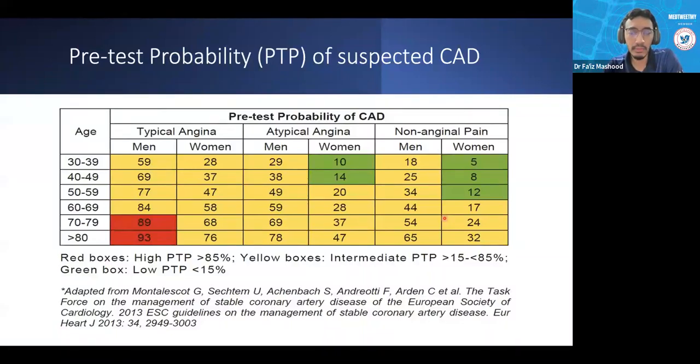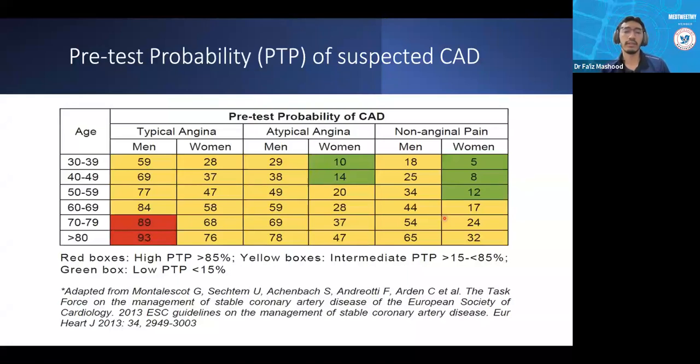Those that fall under the yellow colored zone are considered an intermediate likelihood of having CAD, which ranges between 15 to 85%. The range is quite broad for the intermediate group. The high PTP, or high likelihood of having CAD, is the red colored zone, more than 85%. Based on this, it will guide us on what sort of test we want to do next.